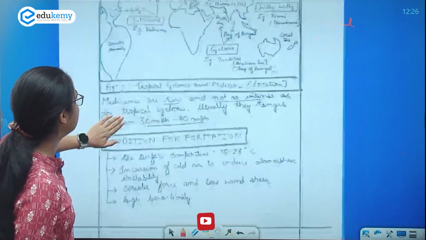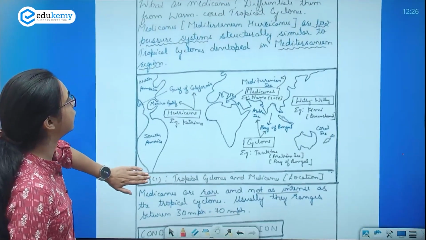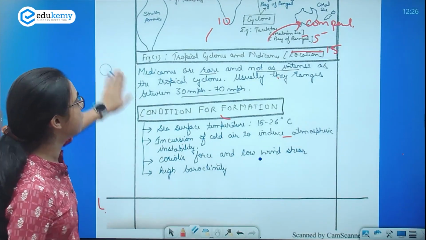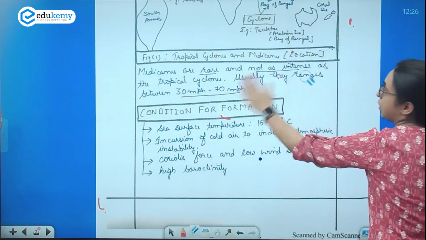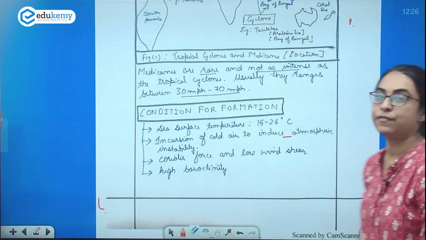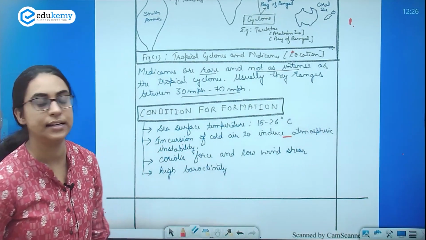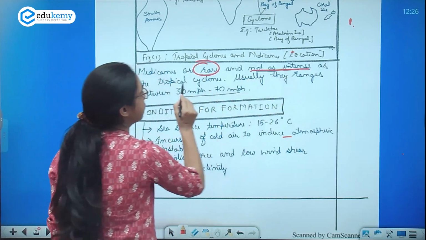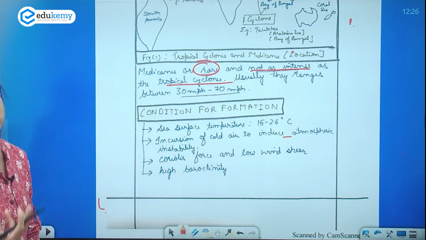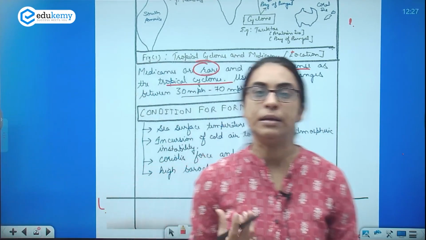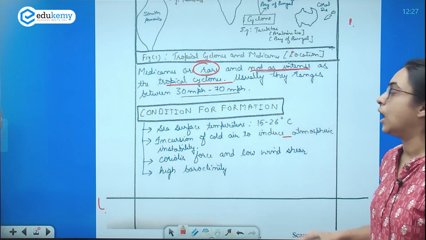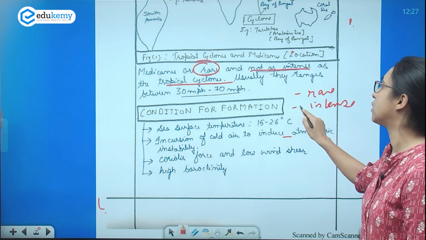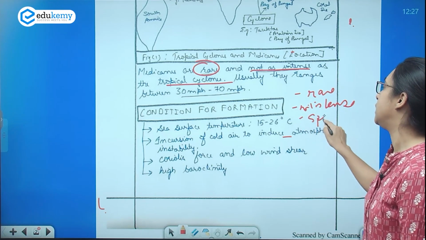Now, dealing with Medicanes in a bit more detail, you can see this. Basically, they are a very rare phenomenon and they are not as intense as tropical cyclones, and the speed is also not very great. The speed is 30 to 70 miles per hour. So they are a rare phenomenon, not as intense compared to tropical cyclones, and the speed is also less.